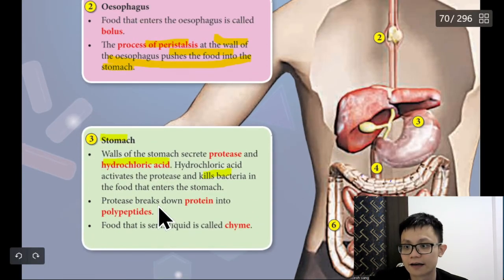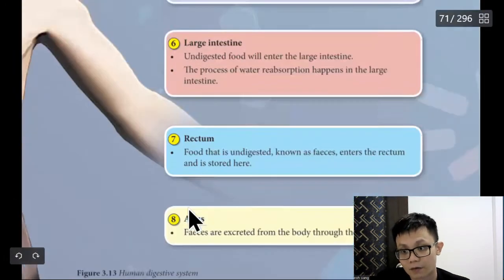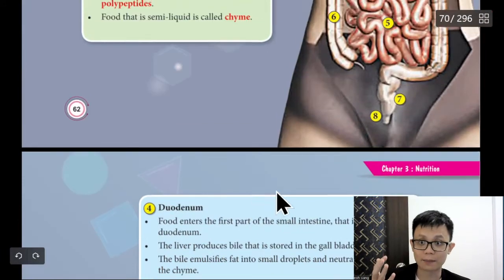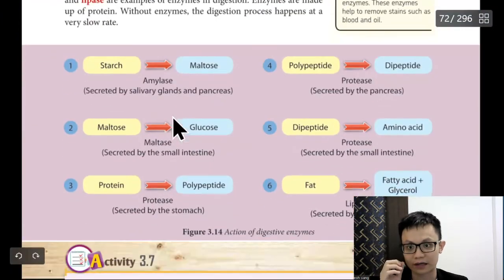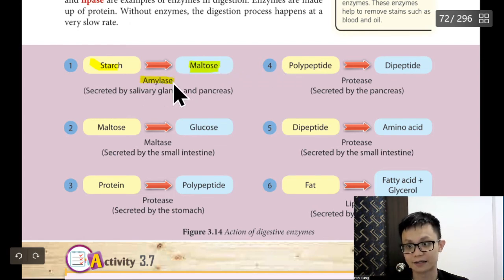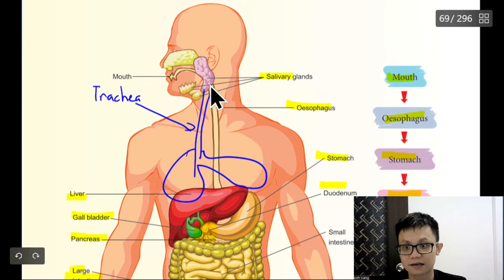Kill bacteria. Okay, this one exam seldom asks, but you need to know. Wait, I want to see a diagram. Okay, this one. Because if I teach you to memorize from here it is more difficult, it's easier to memorize from here because it's already written for you. Okay, starch becomes maltose. Maltose is by amylase. Amylase, enzyme from your salivary gland. We already know salivary gland. Salivary gland is here. Here's the salivary gland, where the saliva comes from.